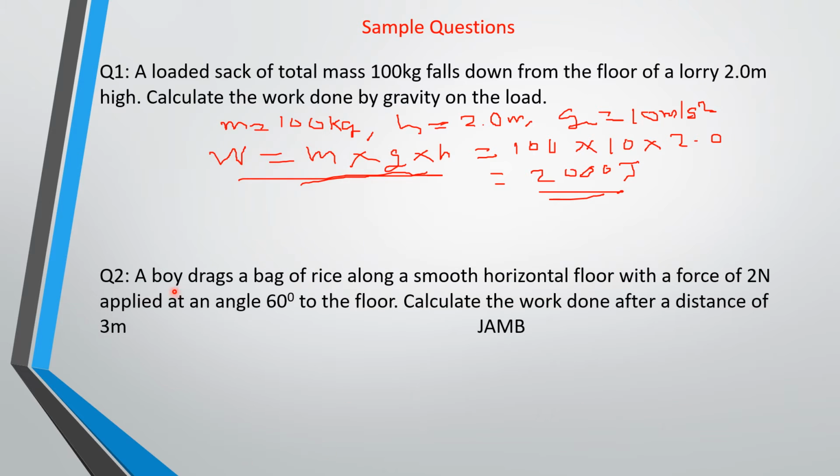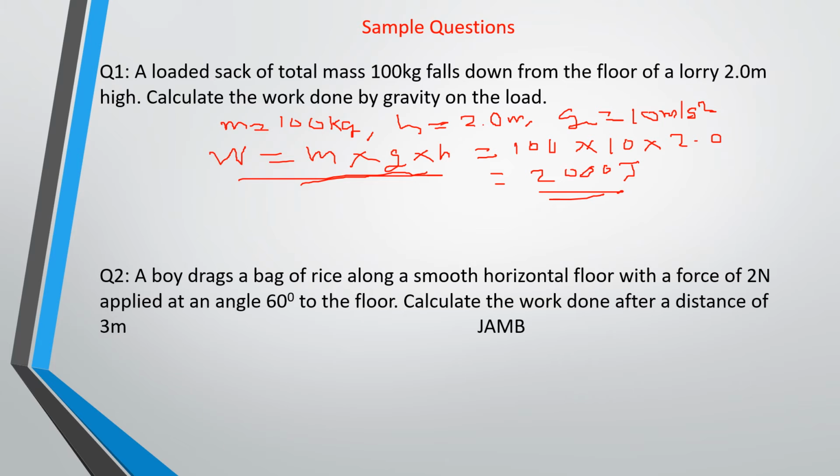Okay, so this is another one. This one said that a boy drags a bag of rice along a smooth horizontal floor with a force of 2 Newton applied at an angle of 60 degrees to the floor. Calculate the work done after a distance of 3 meters.